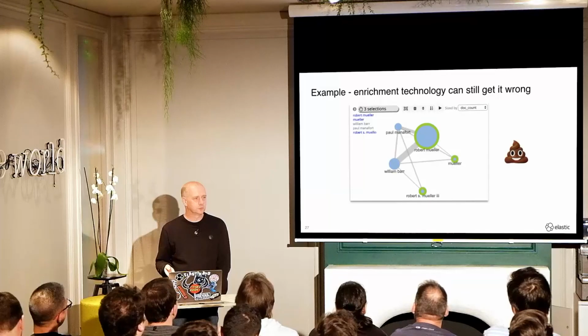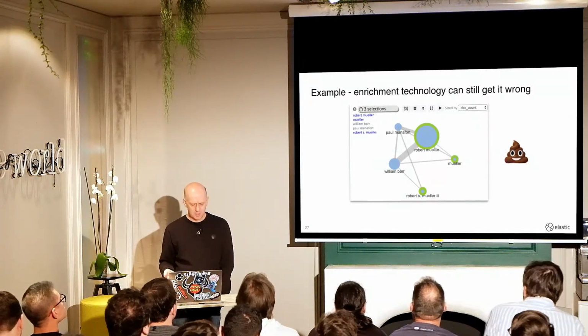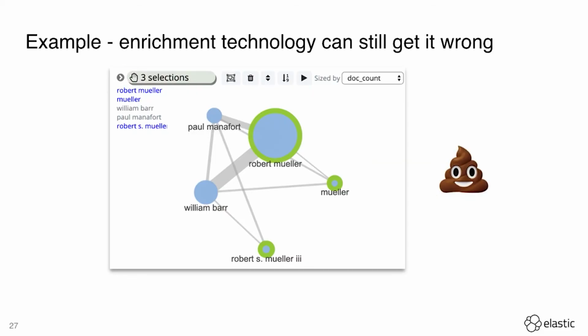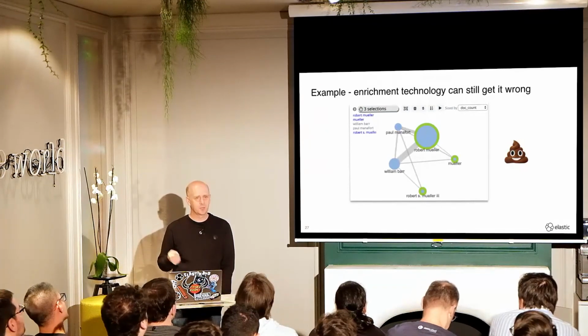So this is an example from the Mueller report. This was fed through a named entity recognition tool. And yes, we've got people like Paul Manafort and Bill Barr, but we've got three different concepts for Robert Mueller. We've got Robert Mueller, and Robert S. Mueller III. So the technology thought of these as three different people. It wasn't able to join them up. So that's where the technology fails us.